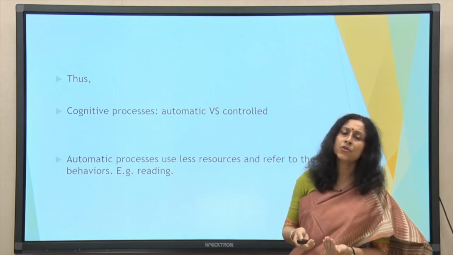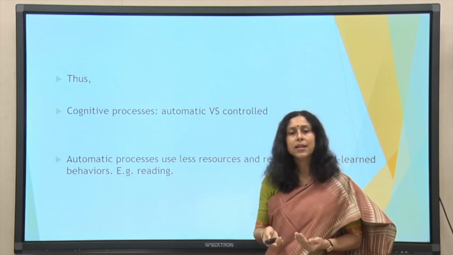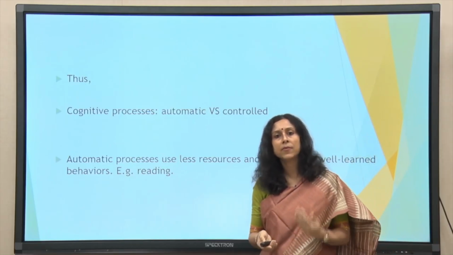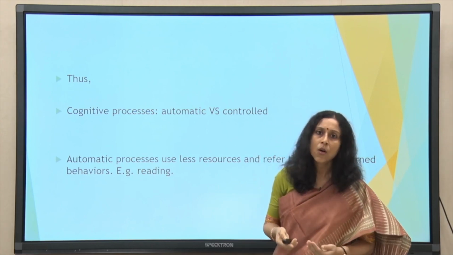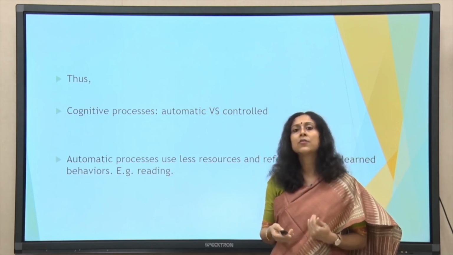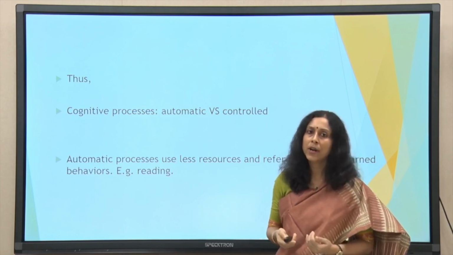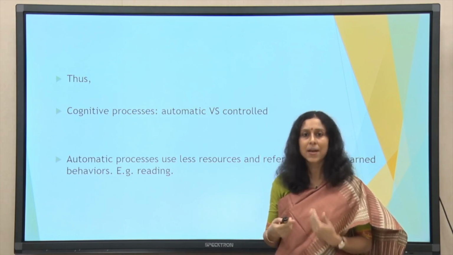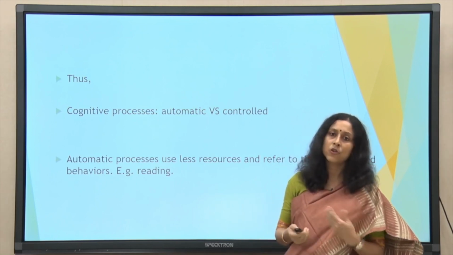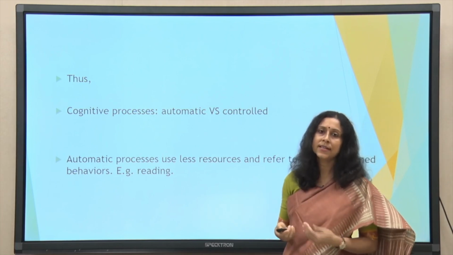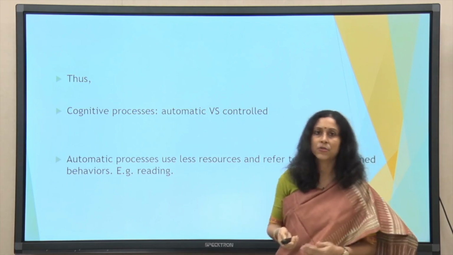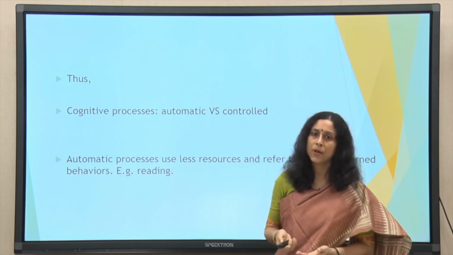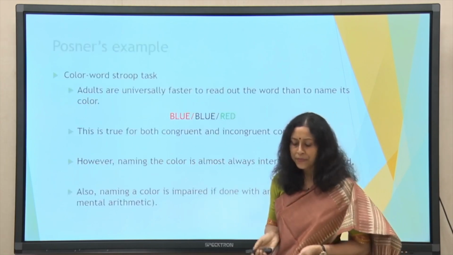Automatic processes are those processes that are well learned, that have been established over a period of time. We know, for example, the moment we see a written word, we read it. It is not a controlled process, it does not require our selective attention, it just happens. This is why it is called an automatic process. Reading is an automatic process for most of us, because it is a well learned process. So, these are the differences.